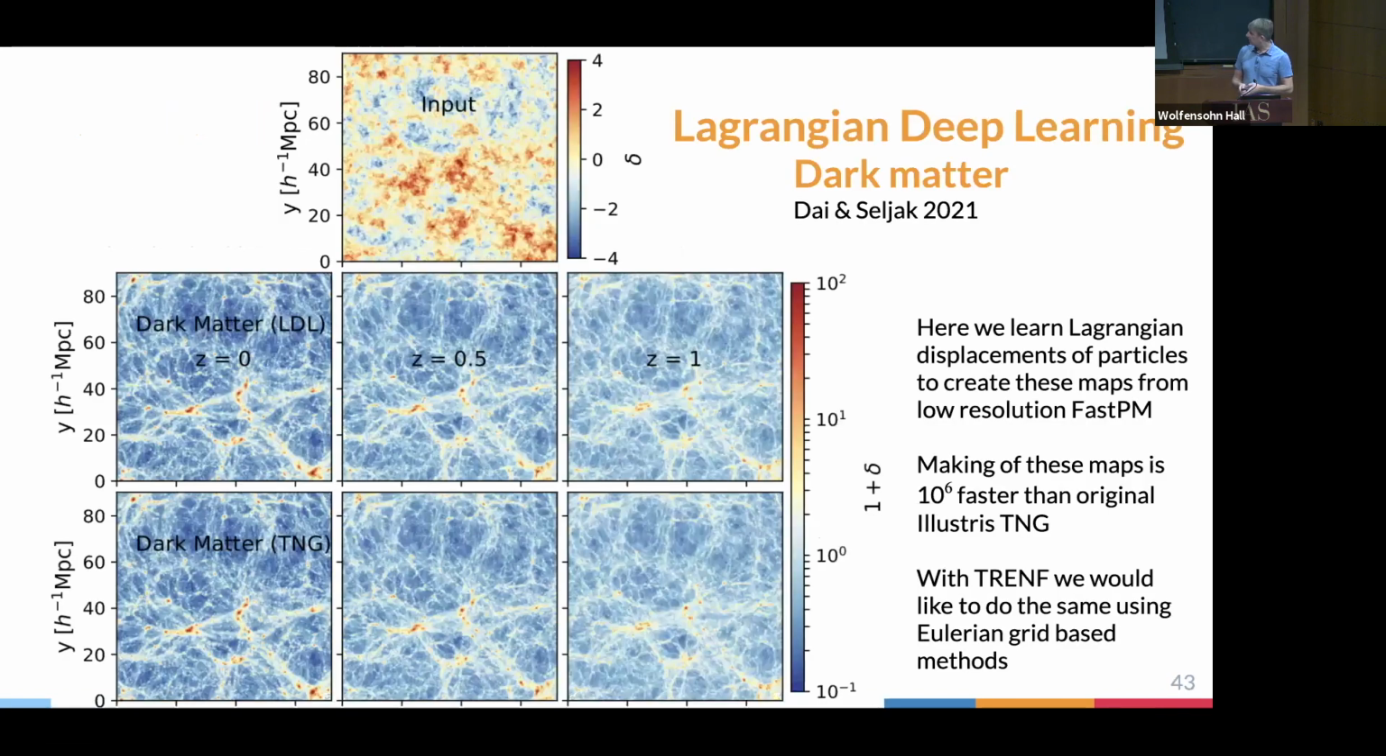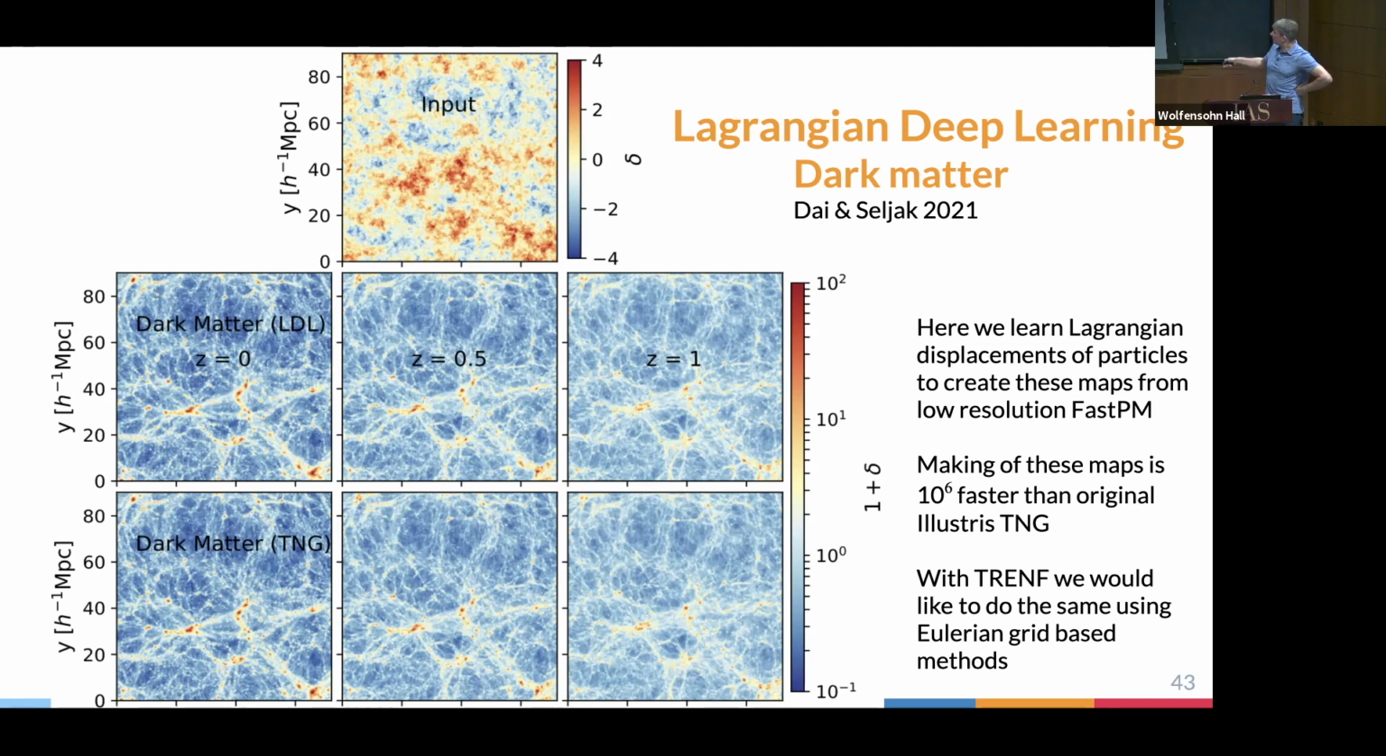Okay, so just to finish off, this is an approach that we have developed earlier, which is called using Lagrangian displacements. And the idea here is that you train on a very high resolution simulation. For example, we use Illustris TNG, and you take some very crappy low resolution N-body simulation, in this case this fast PM, which is very fast, it takes 10 steps. So it's supposed to be very crappy, but then you further displace particles of this fast PM so that you mimic some high resolution simulation.